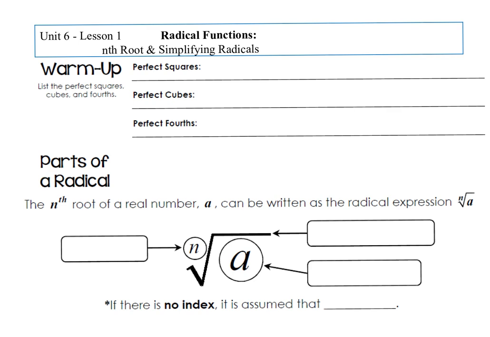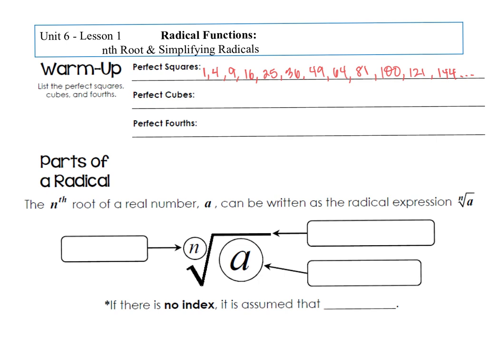We know that 1 squared is 1, 2 squared is 4, 3 squared is 9. Then we have 4 squared is 16, 5 squared is 25, 6 squared is 36, 7 squared is 49, 8 squared is 64, 9 squared is 81, 10 squared is 100, 11 squared is 121, and 12 squared is 144. And we could keep going. I'm out of room. Those are perfect squares.